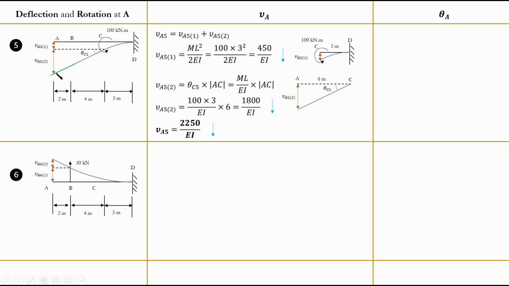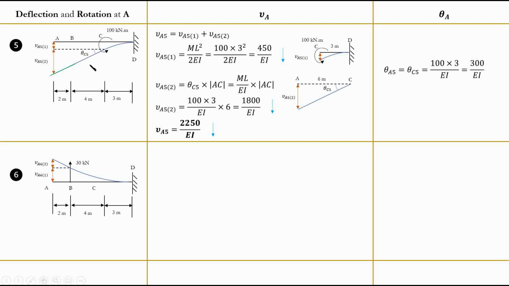For rotation, actually we have theta A5 is equal to theta C5. Why? What is the rotation we're looking for? Is this rotation, right? But as we know, this is linear. So it means that this rotation is the same as this rotation. So if I know theta C5, I know this one as well. So it's the same thing.